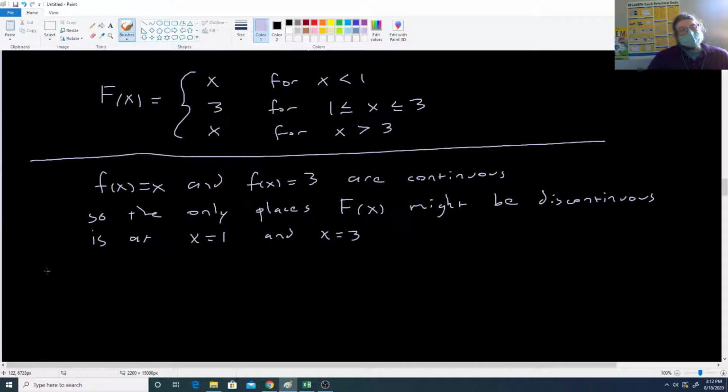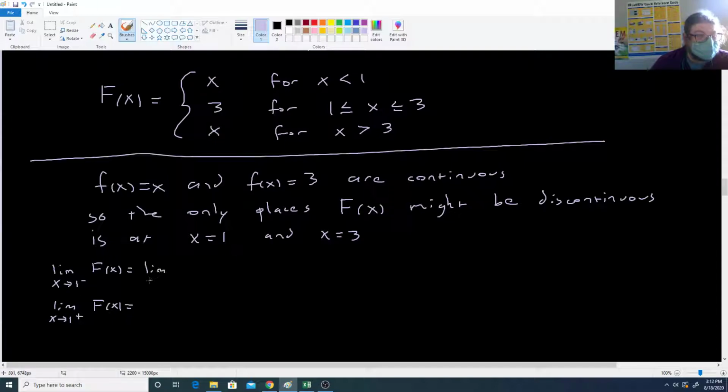So I need to explore what the two-sided limit is at x equals 1. Let's look at x equals 1 first. I need to know the limit as x approaches 1 from the left of f of x, and the limit as x approaches 1 from the right of f of x.